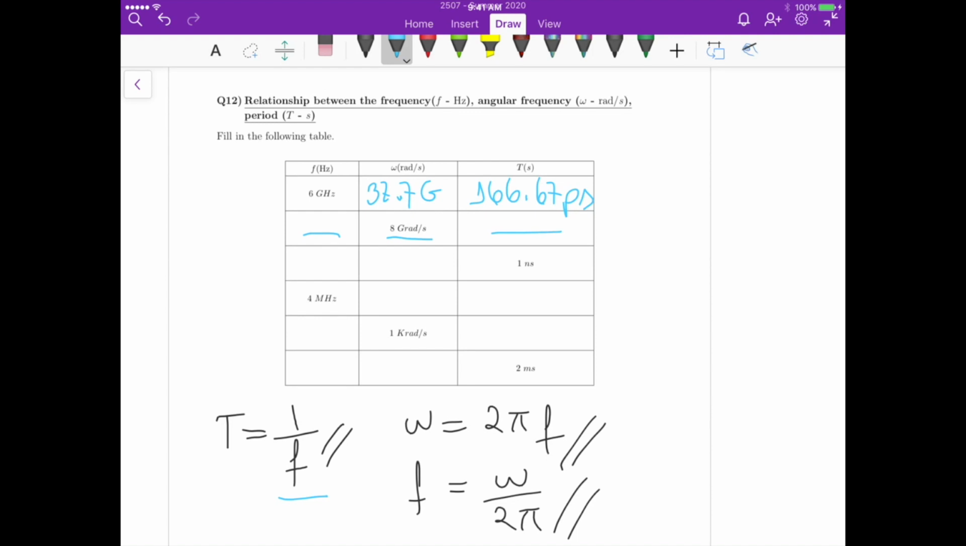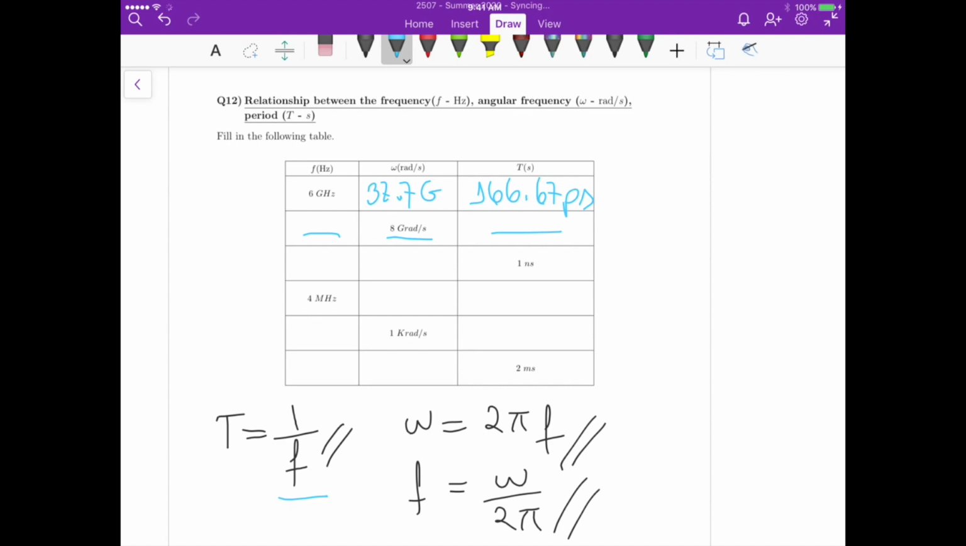Okay, and then remember that frequency is how many oscillations you have per second. So hertz here means per second, right? Oscillations per second. And the angular frequency means radians per second. So how many full cycles, like full rotations, you have per second, okay? Full radians when you cover an entire 360 degrees, right?